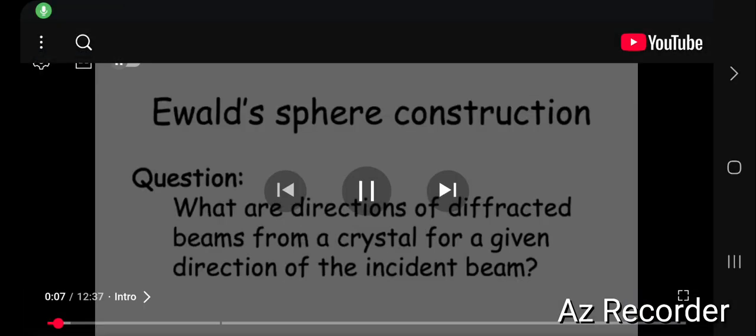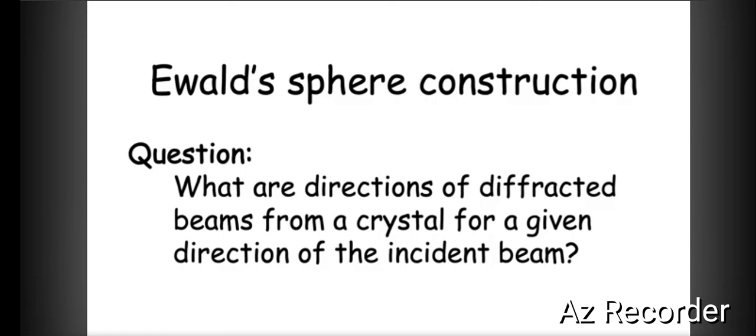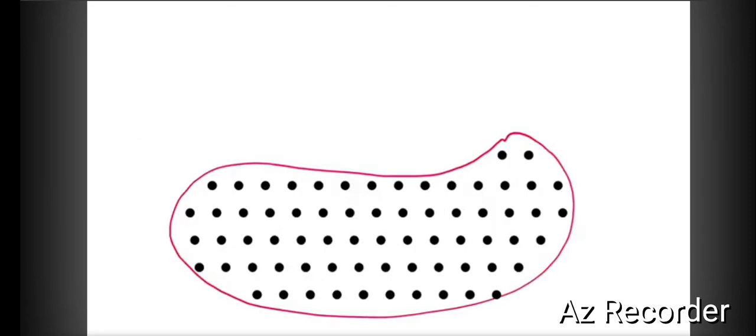Let's answer an important question. What are the directions of diffracted beams from a crystal for a given direction of incident beam? Let's look at it. Suppose this is a crystal specimen and an X-ray is shining in this particular direction, as shown by the arrow here. This beam is of a particular wavelength, and the crystal is shown here with its periodicity. What are the directions of the diffracted beam?